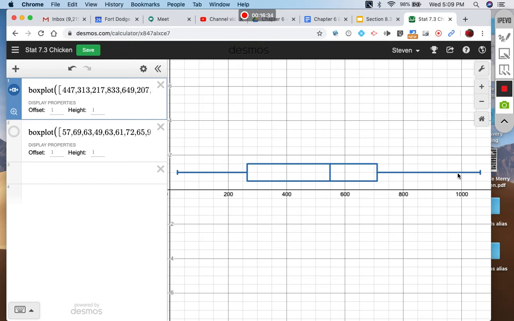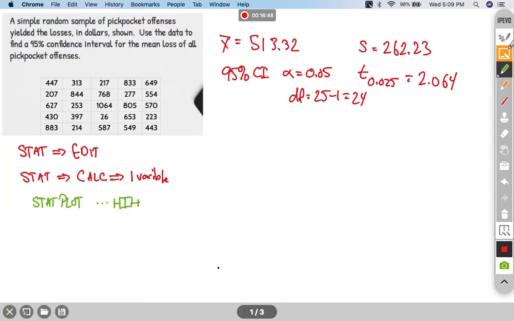It's not a large sample because I only had 25 numbers. I'm pretty close, and I can see there's no outliers. So I'm going to go ahead with my analysis, my confidence interval here.